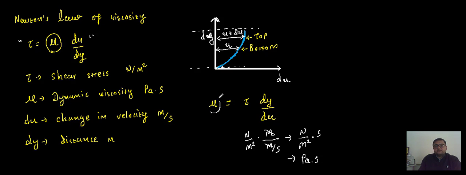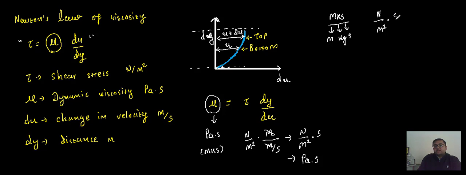So what is the unit of the dynamic viscosity? One unit is Pascal second. Let's further define it in MKS and CGS units. What do we mean by MKS? M stands for meter, K stands for kg, and S stands for second. To find the MKS unit, we take Newton per meter square into second into meter, and we need to define Newton in terms of meter, kg and second.